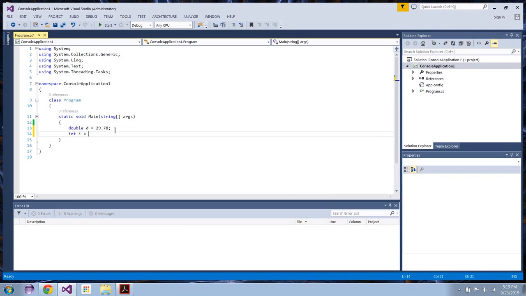An example of information loss would be if we tried to take an amount in a double and then put it in an int. This would cause an error because it would lose the decimal, and C# doesn't want to lose that.